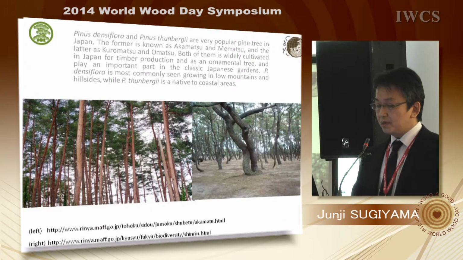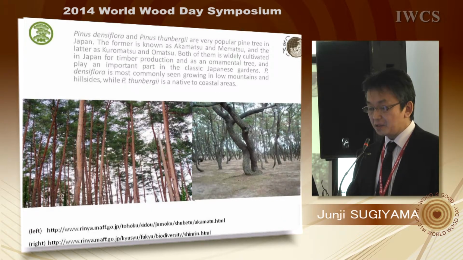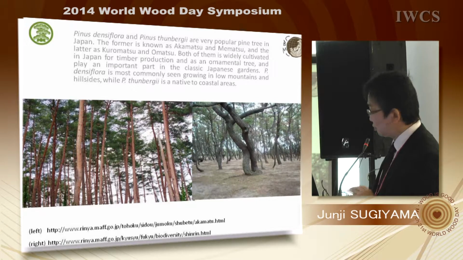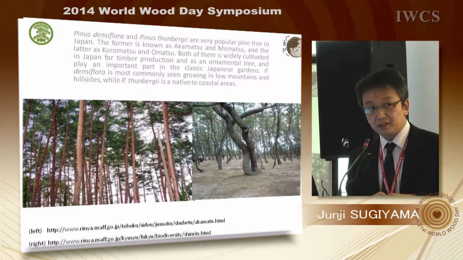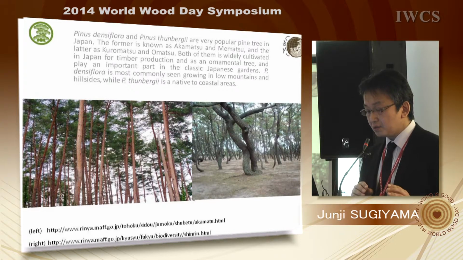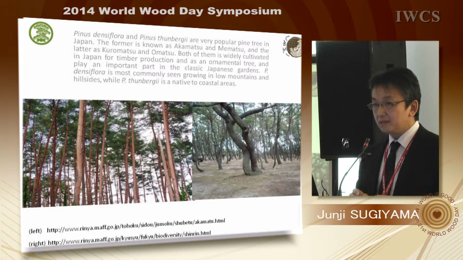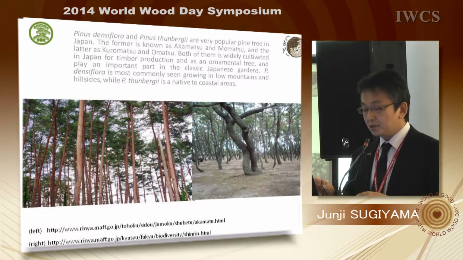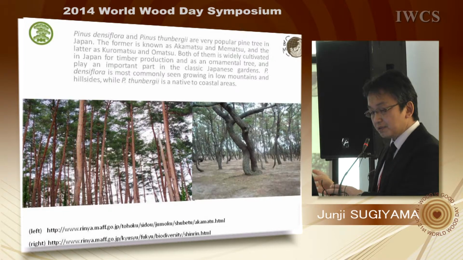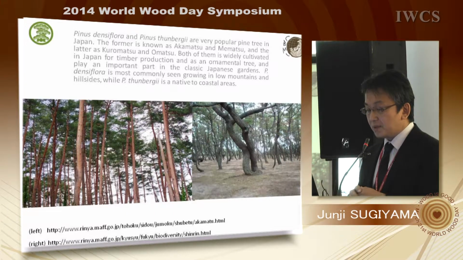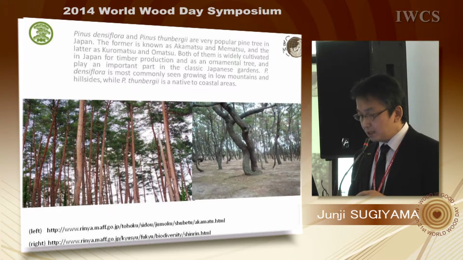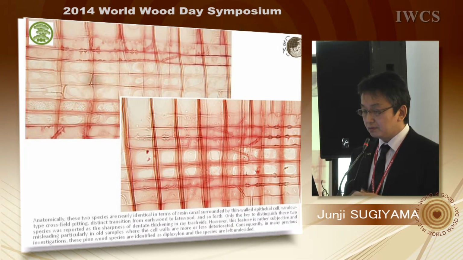Particularly, how we apply it: this is Akamatsu, Pinus densiflora, on your left-hand side. On the right-hand side is Pinus thunbergii. We call them Akamatsu and Kuromatsu, red pine and black pine. From the tree features they are quite different and very easily distinguishable. But if you look at the anatomical structures, they are very similar.